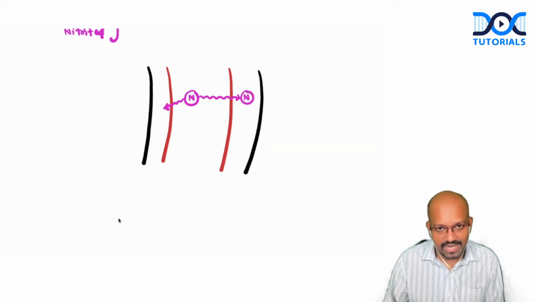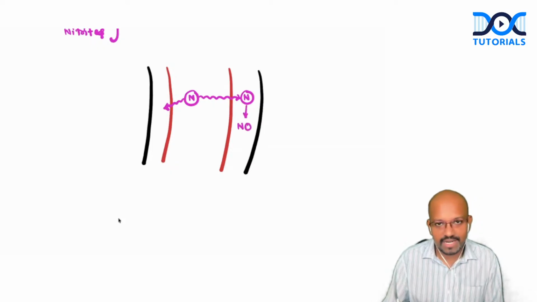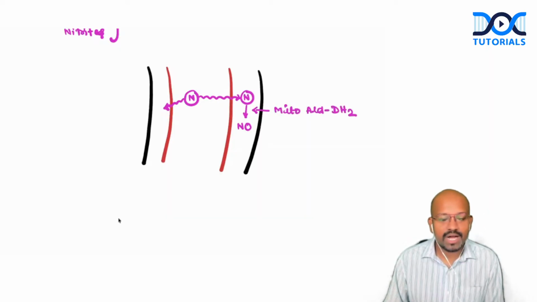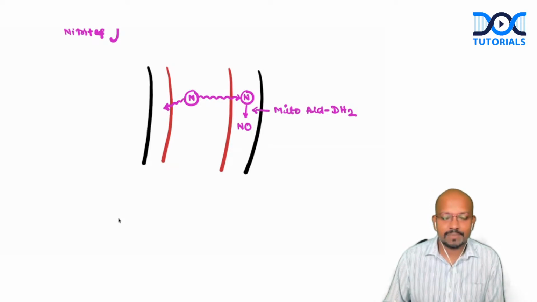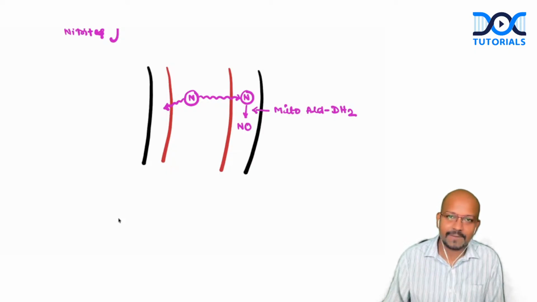Now, once it is inside the vascular smooth muscle, nitrates will start releasing nitric oxide. For this release to occur, it needs an enzyme, which is mitochondrial aldehyde dehydrogenase type 2, the enzyme responsible for the release of nitric oxide from nitrates once they gain entry into the vascular smooth muscle.